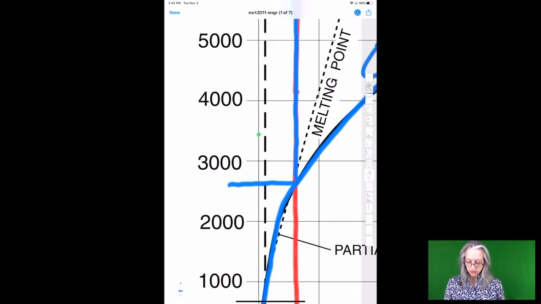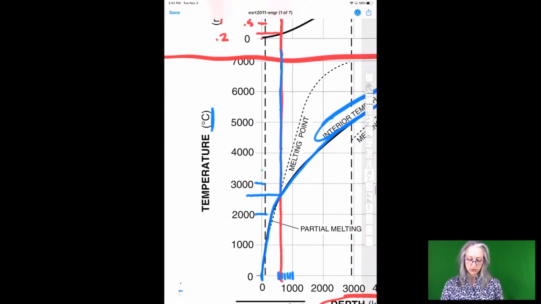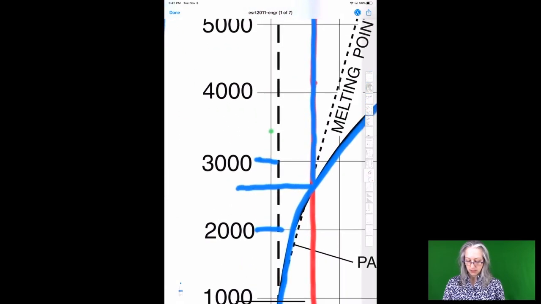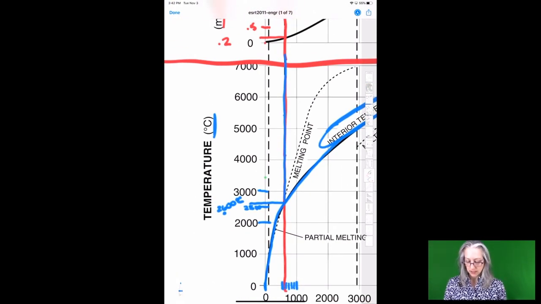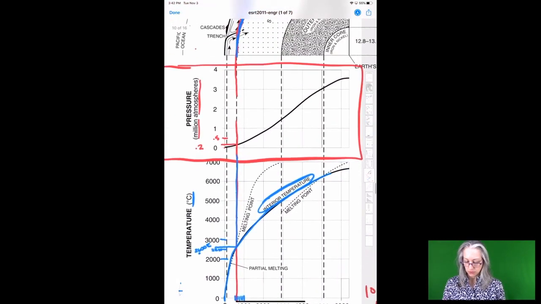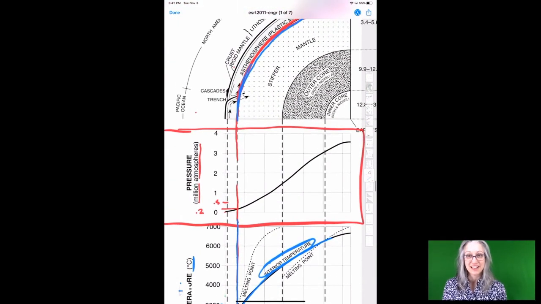Halfway between these two, 3,000 and 2,000, what are my units here? Oh yeah, degrees Celsius. And right about there would be halfway, so that little line would be 2,500. So maybe 2,600 degrees Celsius, okay? So that, in a nutshell, is how you use this really complicated looking graph, and I hope that was helpful.